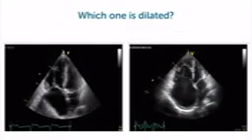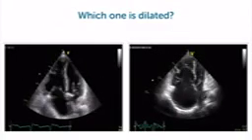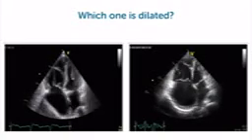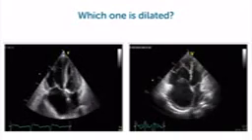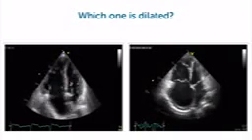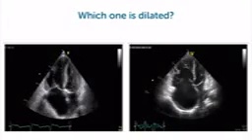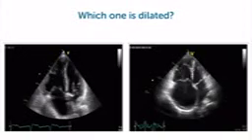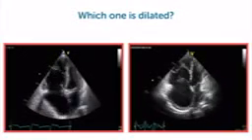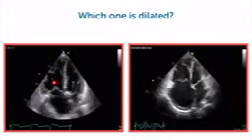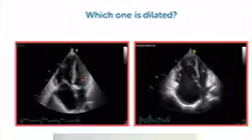And here's a question for you. Which of the following right ventricle you think is dilated? Well, maybe it's easier to say that the one on the right side is dilated, but actually it's both of them, because when you consider the one on the left, it's still bigger than the left ventricle. So this is also dilated.